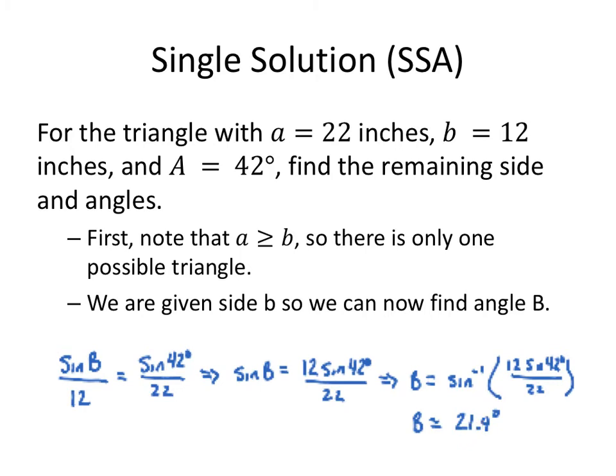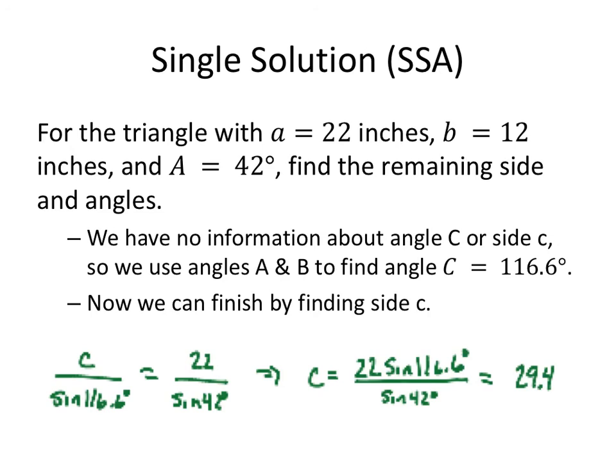Sorry about that writing. But we haven't solved for everything yet, right? We have no information at all about angle C or side C. Because of that, we have to use our found value, angle B, of 21.4 degrees, and angle A given to us at 42 degrees, to find angle C as 116.6 degrees. Once we know angle C, we can finish by finding the side length C.